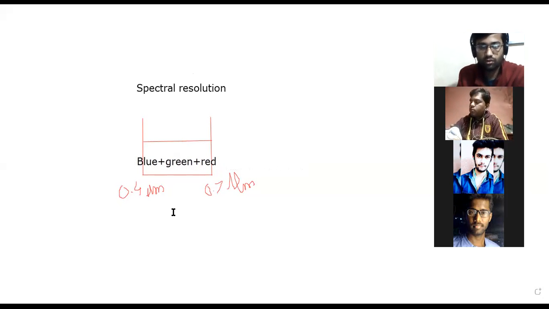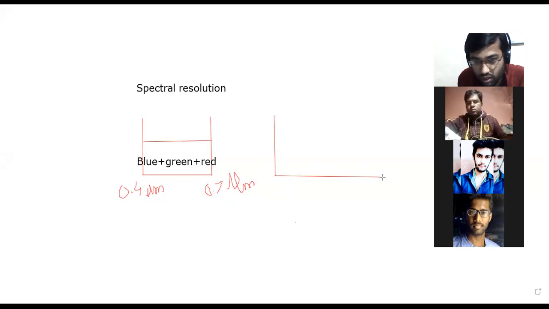Okay, so if I am using high spectral resolution, what I will do is separate these colors. In the first case, all these colors are combined, a common band of blue, green and red, and I am taking a photograph. But in case of high spectral resolution, I will separate each band. I will separate the green band, then the red band, like this.